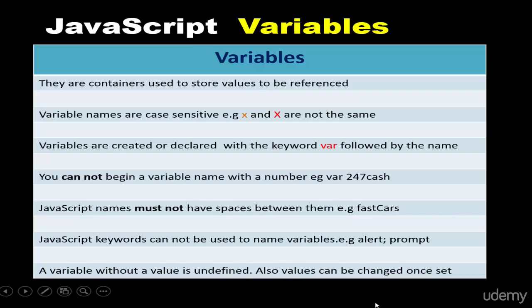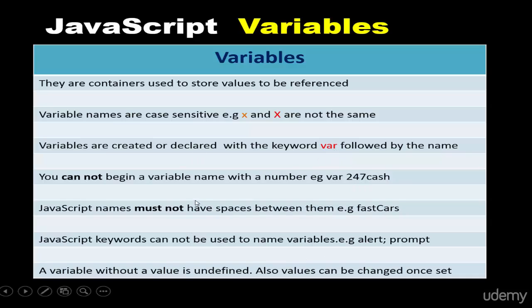Alright, just before I create some variables, I just want to go through what I have spoken about so far. Variables are containers used to store values that can be referenced and used later. Variable names are case sensitive. So if you name a variable lowercase x and try to change the value thinking it's an uppercase X, you may get some issues. Variables are created or declared using the keyword var.